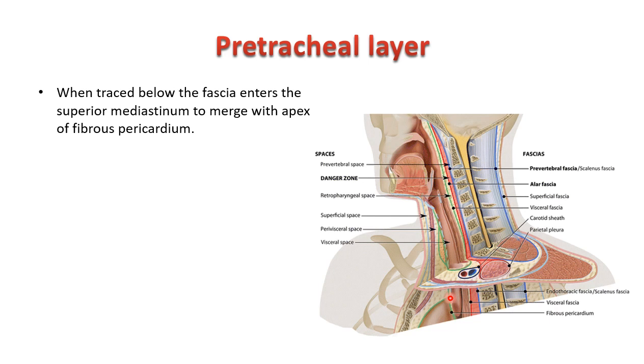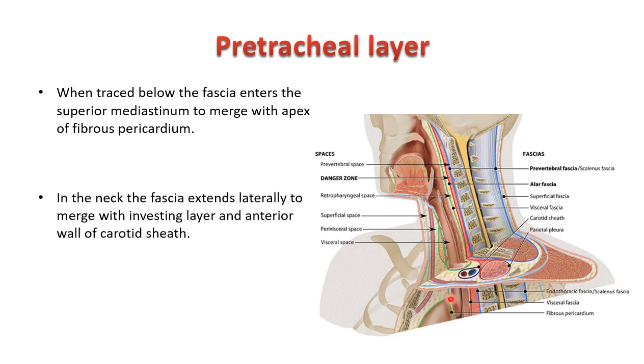Okay, so you have the superior mediastinum. Mediastinum can be classified into superior and inferior. Inferior is again divided into anterior, middle, and posterior. The heart is present in the middle mediastinum. So the pretracheal layer, that green colored line you are able to see here, enters the thorax and merges with the fibrous pericardium of the heart.